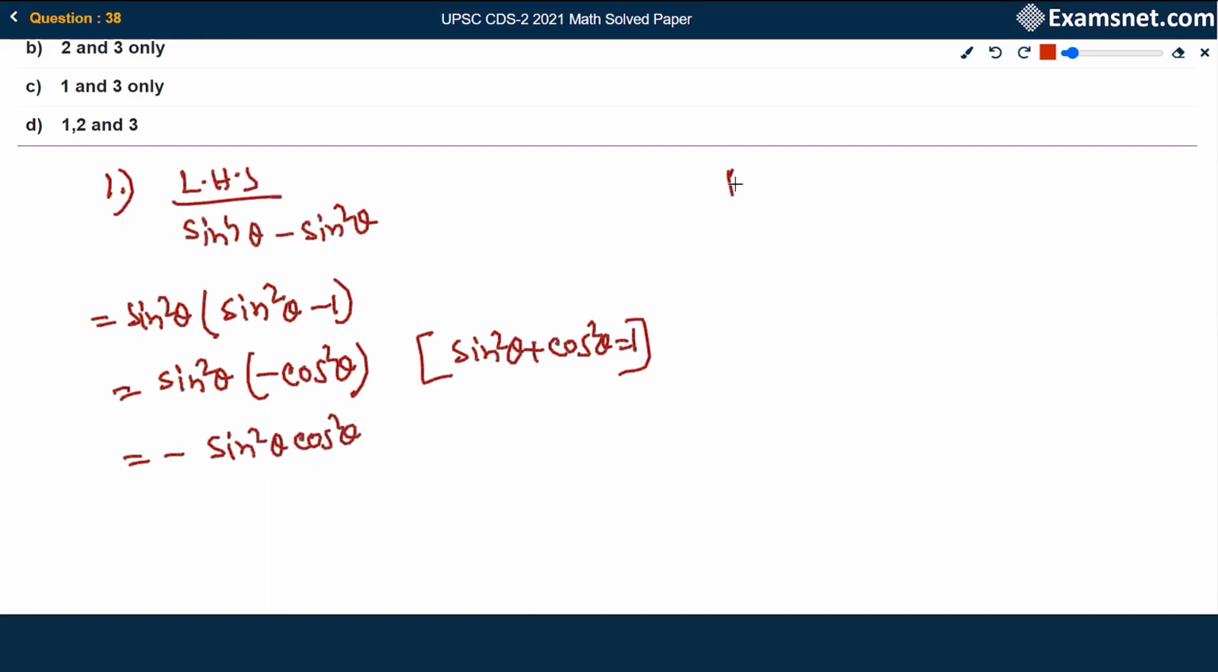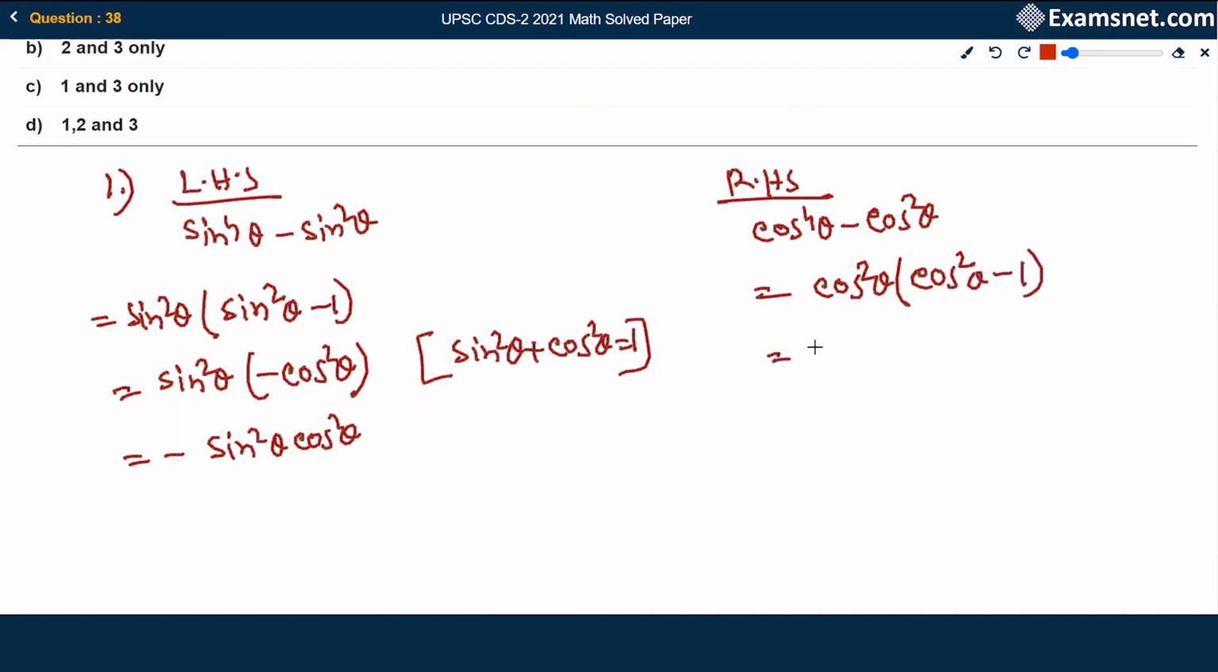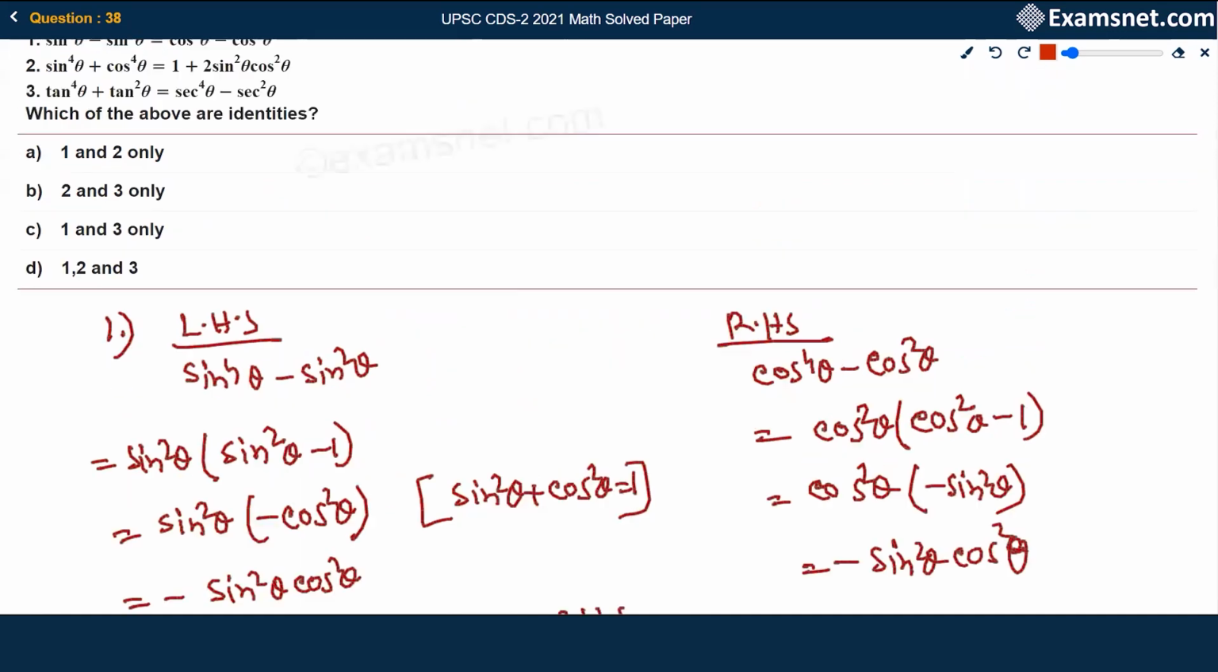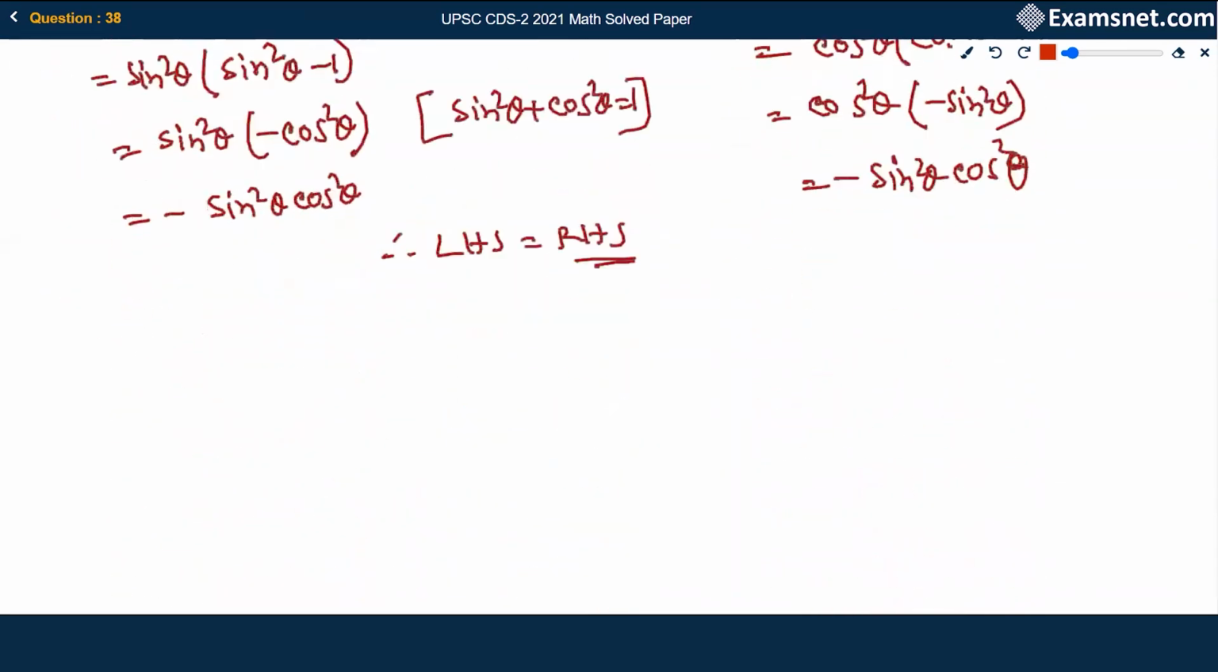This is the expression. Now let's calculate RHS, that is cos to the power 4 theta minus cos square theta. After taking cos square theta common, it becomes cos square theta times cos square theta minus 1. Again, with the help of this identity, we can write it as minus sine square theta. So that means minus sine square theta cos square theta. So here we can see LHS equals RHS. That means this identity is true.